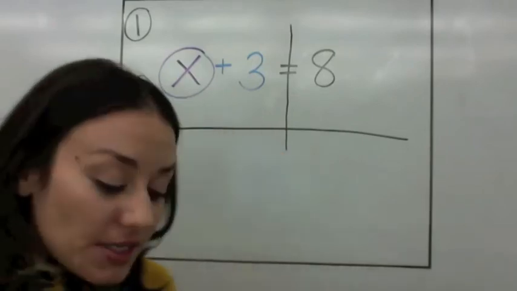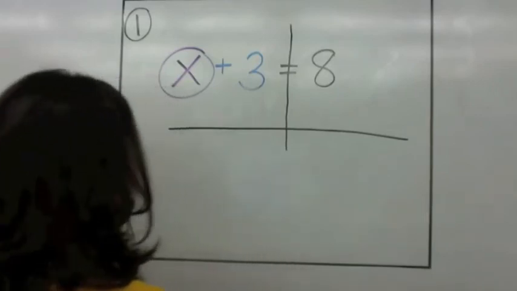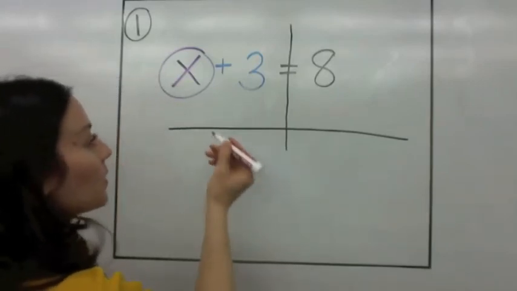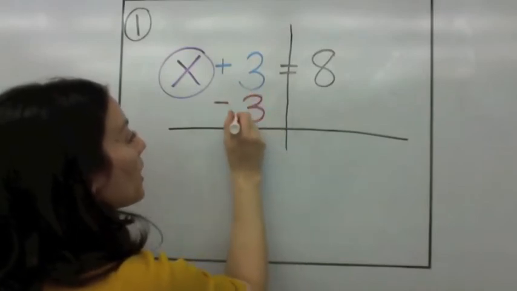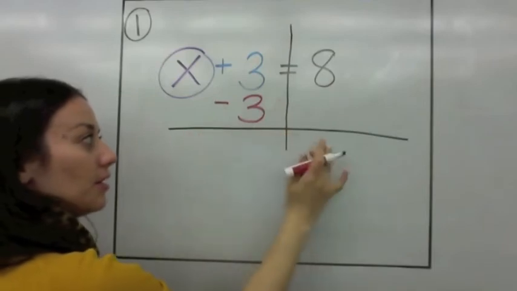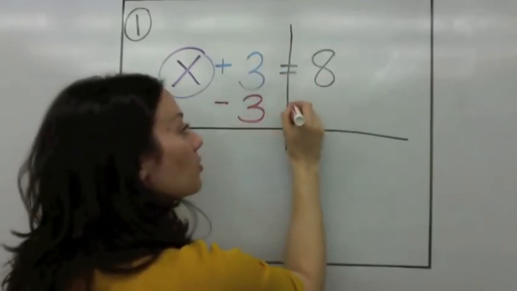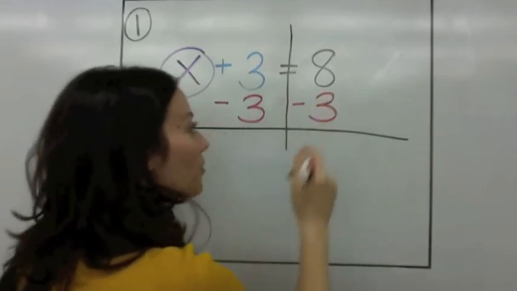What is the opposite of positive 3? It is negative 3. That's right. So you're going to do negative 3. Now, you must remember what you do to one side of the t, you have to do to the other. So if I do negative 3 on this side, I have to also do negative 3 on the other side.